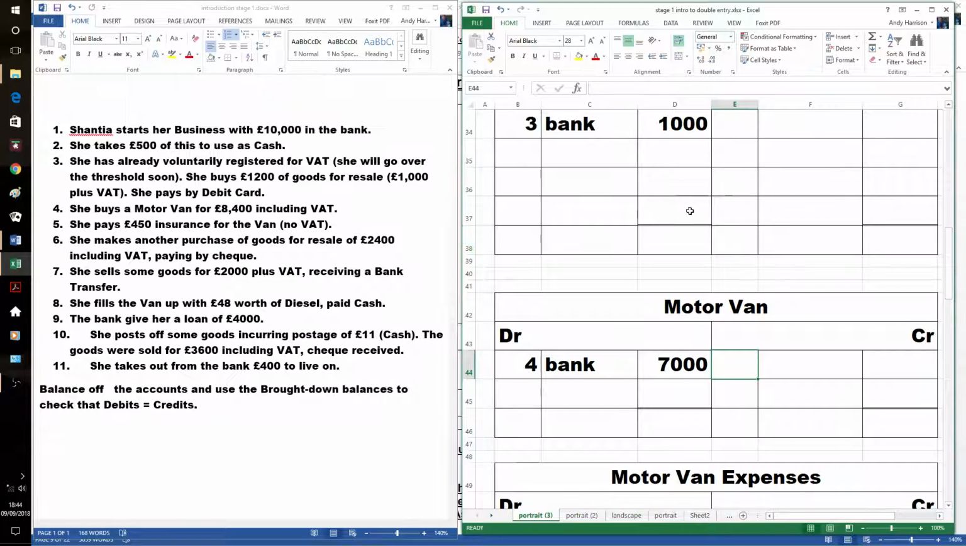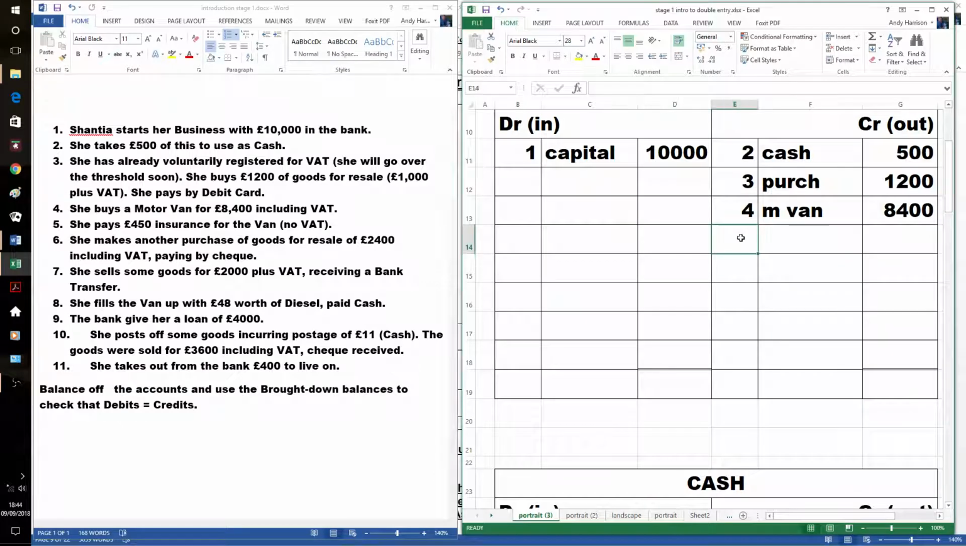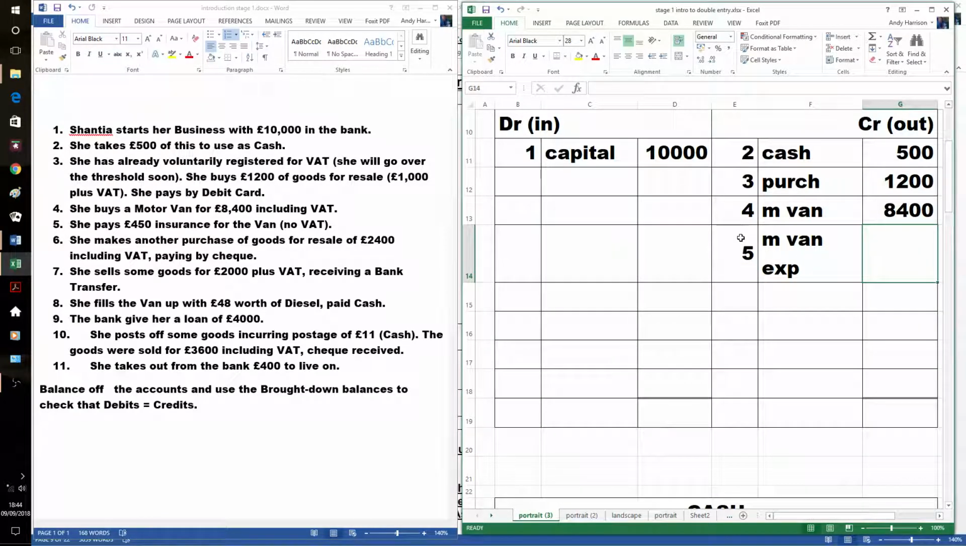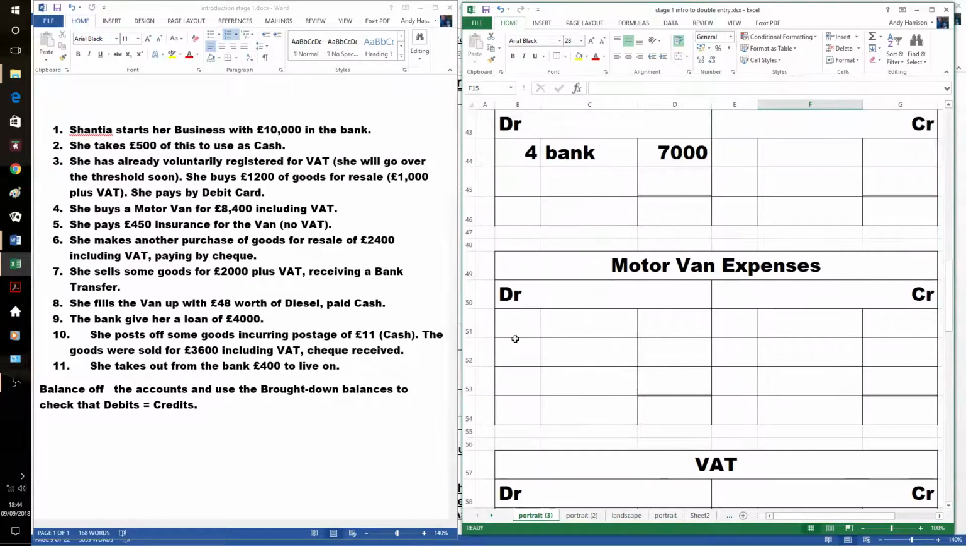So next one, nothing to do with VAT, that'll make life easier. Insurance for the van. So again, get used to which side on the van. It's an expense to do with our motor van. That'll do, because that's the account we've got actually. So we change the names, it could be motor vehicle expenses if we've got vans and cars. But this is our motor van expense account, which is fun. I made the assumption it's coming out the bank, probably a direct debit.